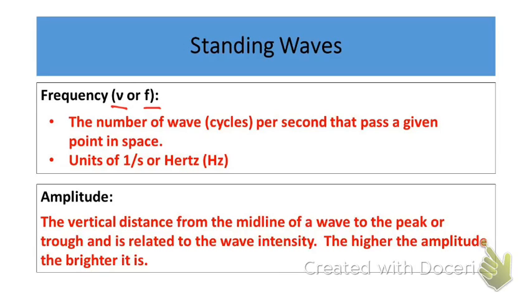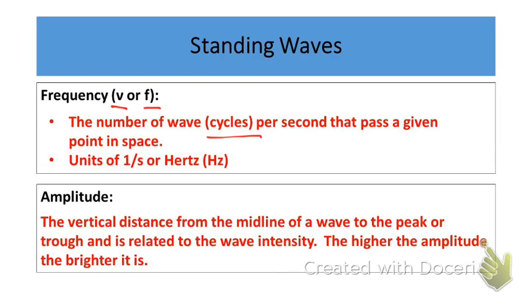All right. Now, by definition, the frequency of a standing wave is the number of wave cycles per second that passes a given point in space. Well, what do we mean by cycle or a wave cycle? Well, that's just simply the number of crests that pass a given point per second.